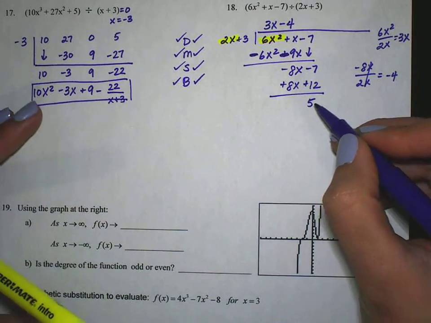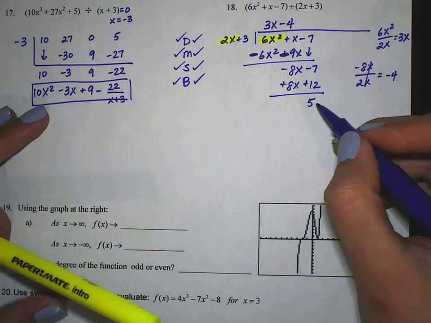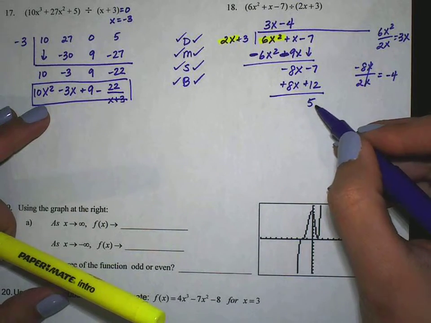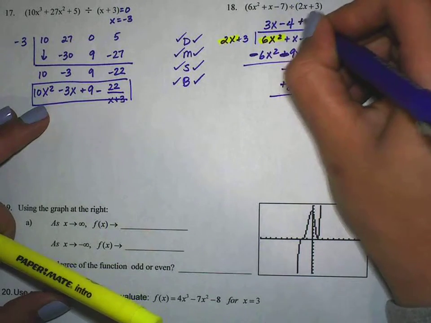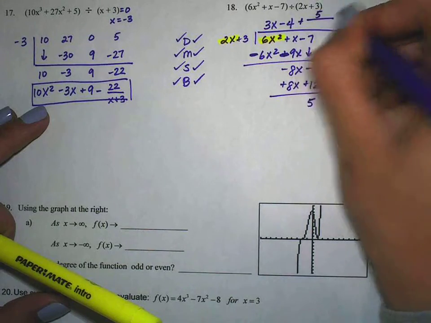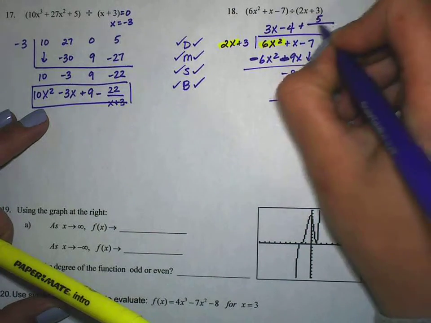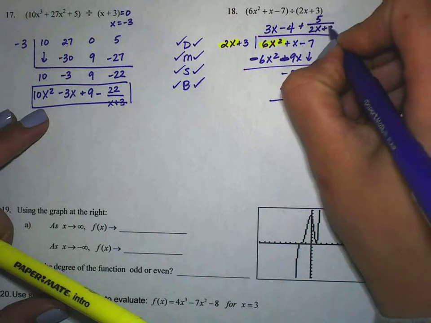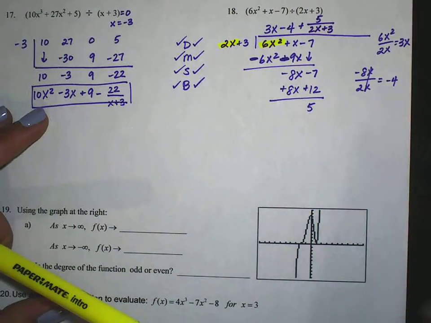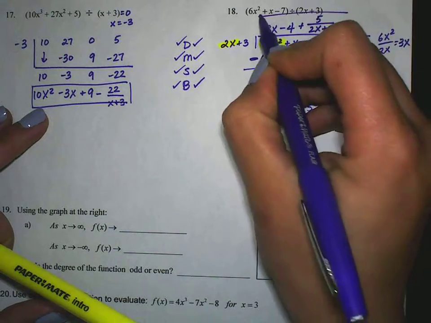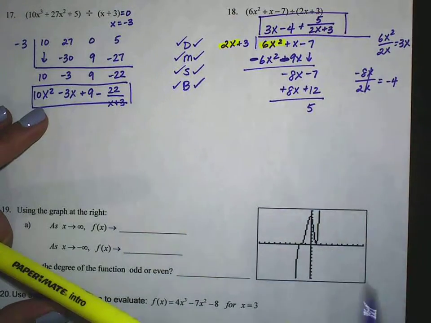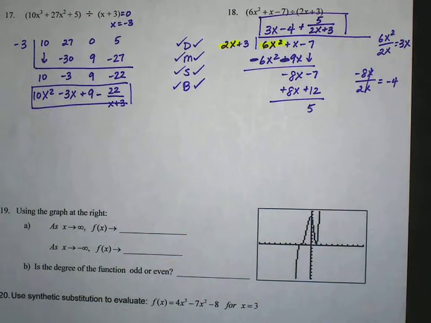What do we do with this 5? This 5 is my remainder, just like how you guys did long division in 6th grade. It's a positive 5, so I'm going to put plus 5 over what we divided by, which is this 2x plus 3. And this would be my final answer: 3x minus 4 plus 5 over 2x plus 3.